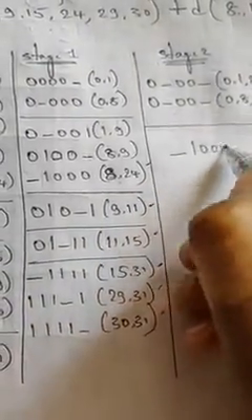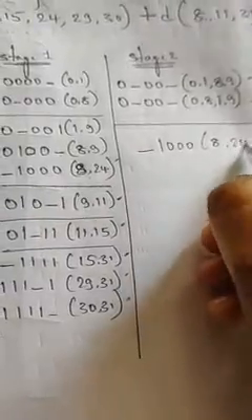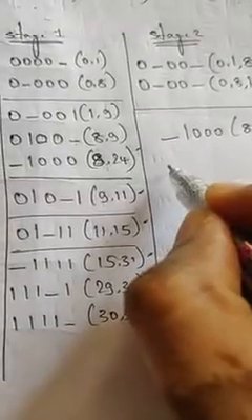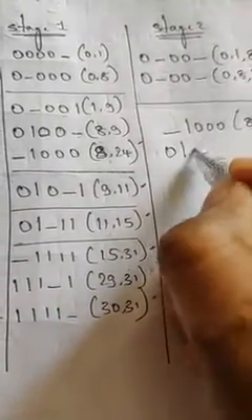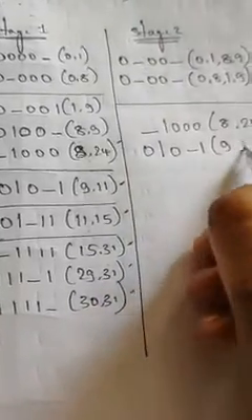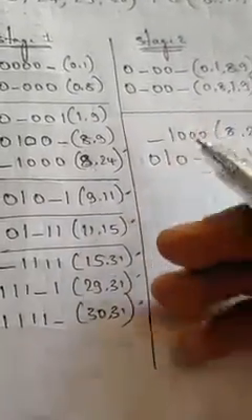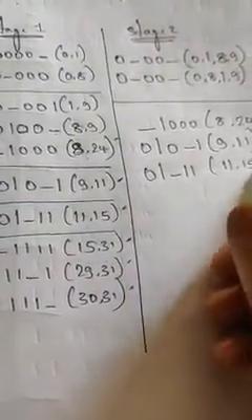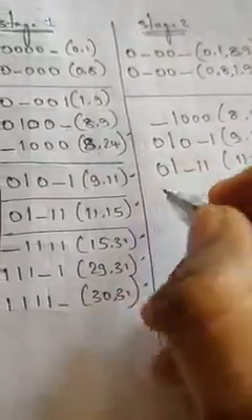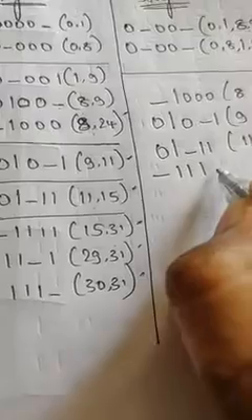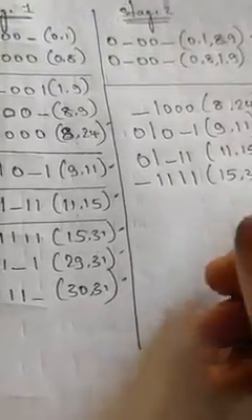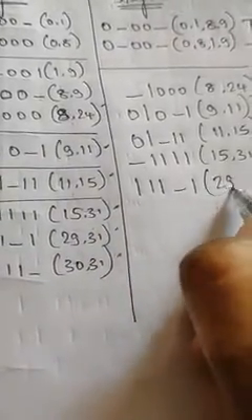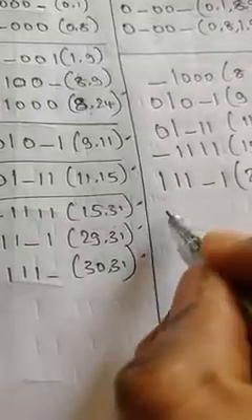Dash 1, 0, 0, 0, 8, 24. Then 9, 11 is missing. So write this one. 0, 1, 0, dash 1, 9, 11. So 11, 15 is missing. Right. 0, 1, dash 1, 1, 11, 15. So then 15, 31, yes, it is missing. Right. 15, 31. So 29, 31 is also missing. Right. So 30, 31 is also missing. Right.